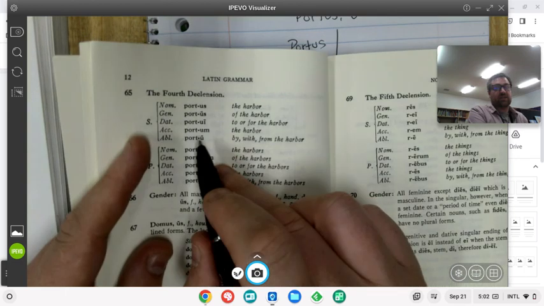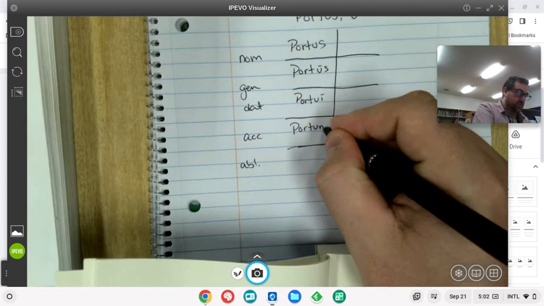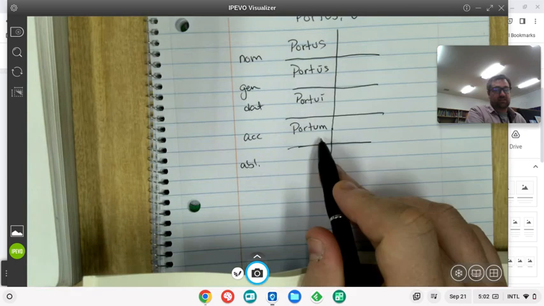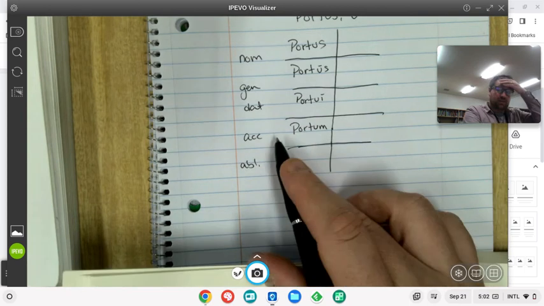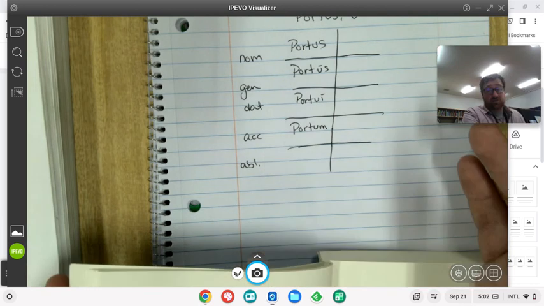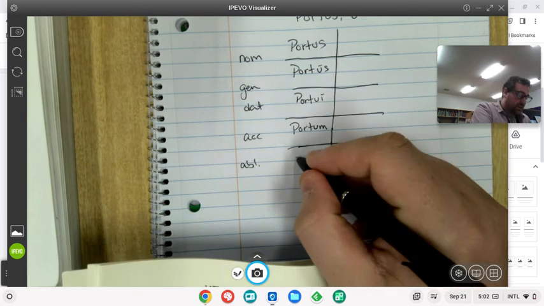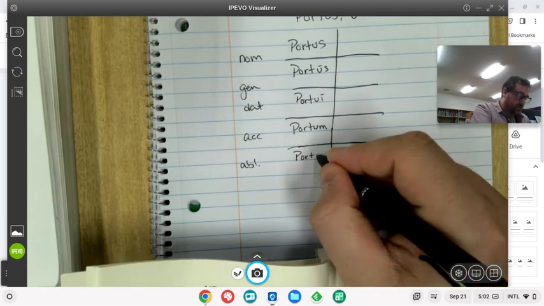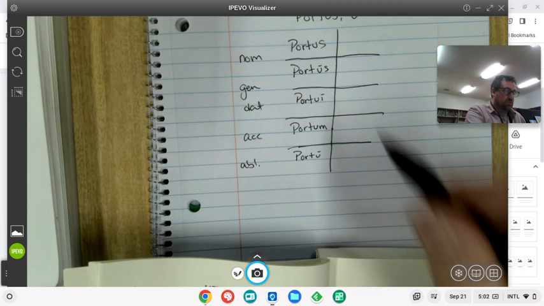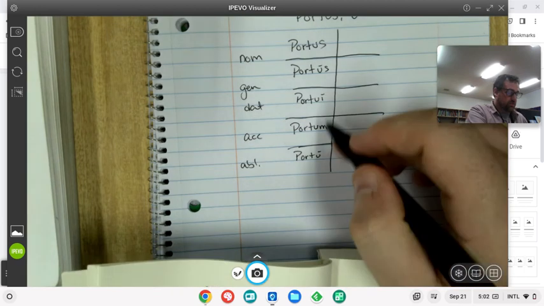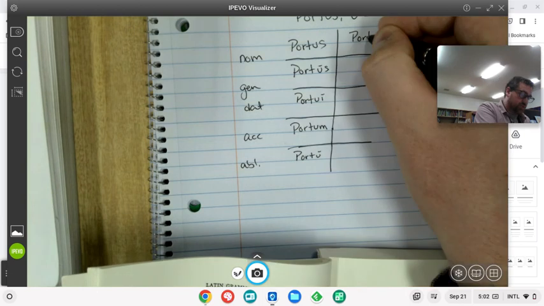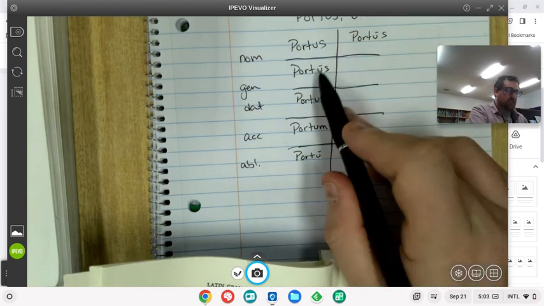So we can't just look at portum and say it's a second declension word, because if you see something with um used in an accusative way in a Latin sentence, it could be a second declension word or a fourth declension word. We wouldn't necessarily know. And then we have portu. So us, us, ui, u. Here we have portus again, so we've got these two, which are the same.